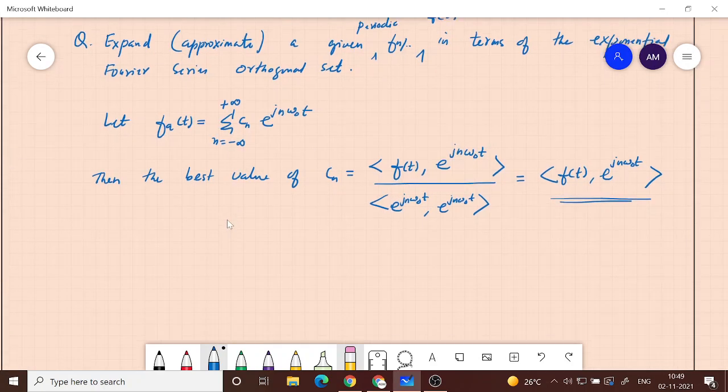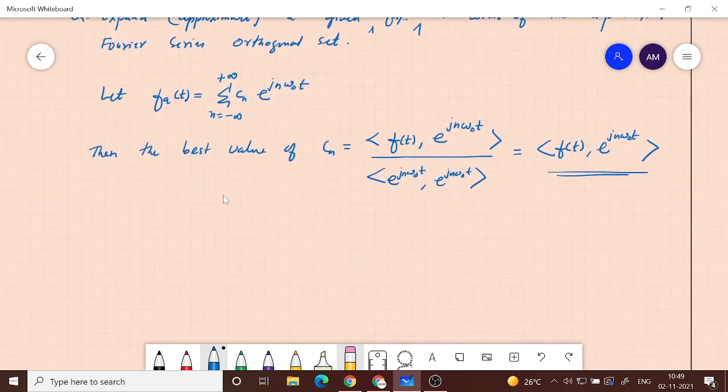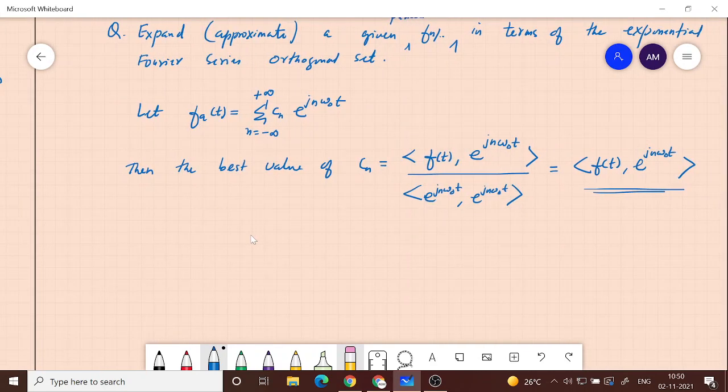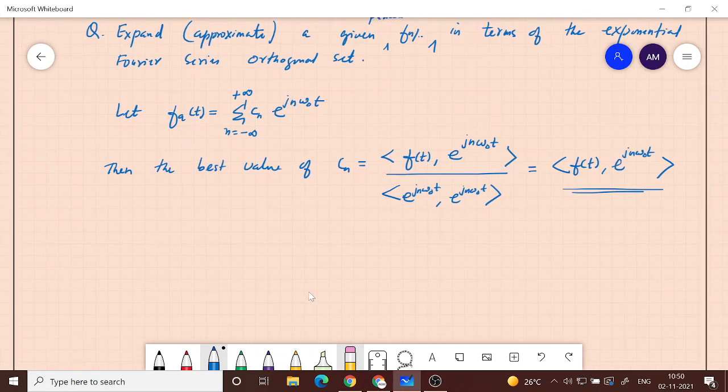When we derived this formula, we did not consider normalized functions. We kept it more generic. It could be normalized or it need not be normalized, but they are orthogonal. That is the only restriction we put. But if it is also normalized, like in this case, that's an even better situation where our formula gets much simplified.